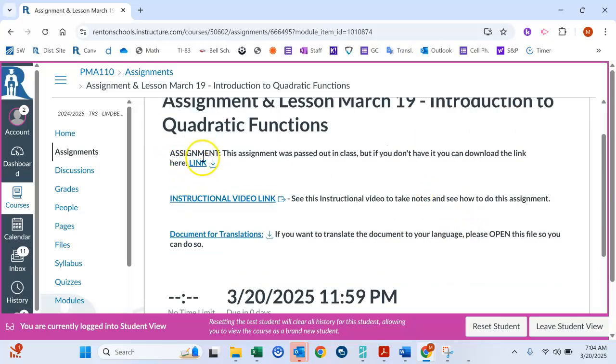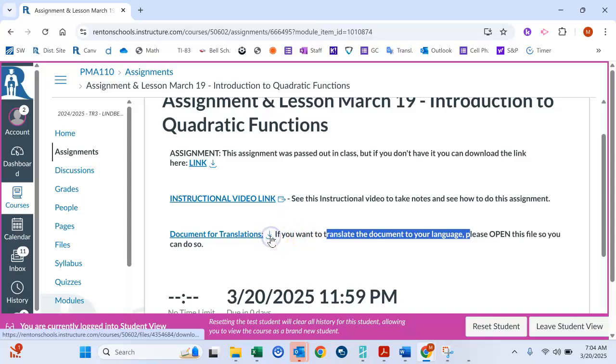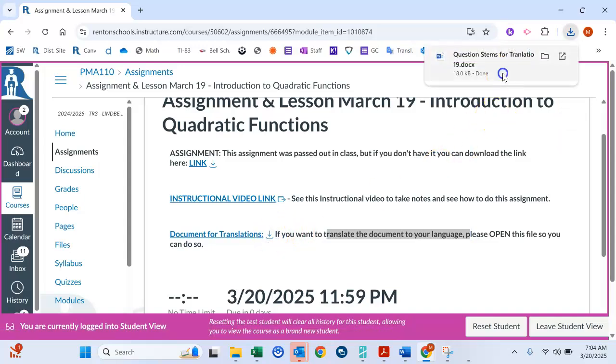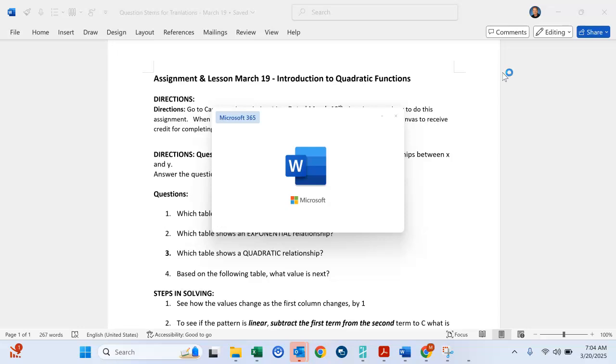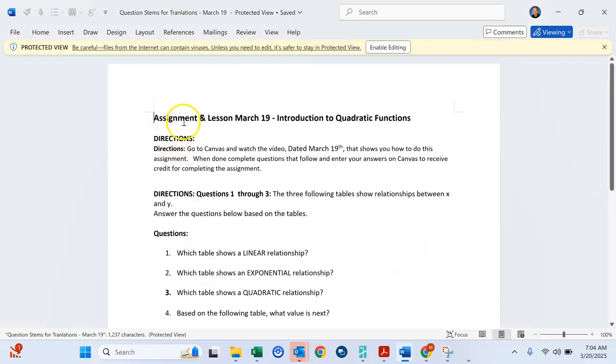you will see two things. This is the assignment, but you already have that. I gave you that in class already. But this is the video you're watching right now. You're watching this video, but this is what you want to open right now. It's the document for translations, to translate into your language. So go ahead and open this. Okay, and those are the translations.